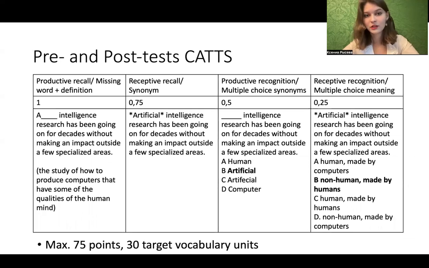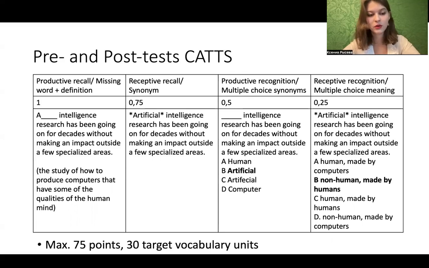Before treatment, a pre-test was conducted, and shortly after the treatment, we decided to choose the computer-adapted test, which was developed in Oxford in 2011. And 4 aspects of the knowledge of vocabulary units were tested.